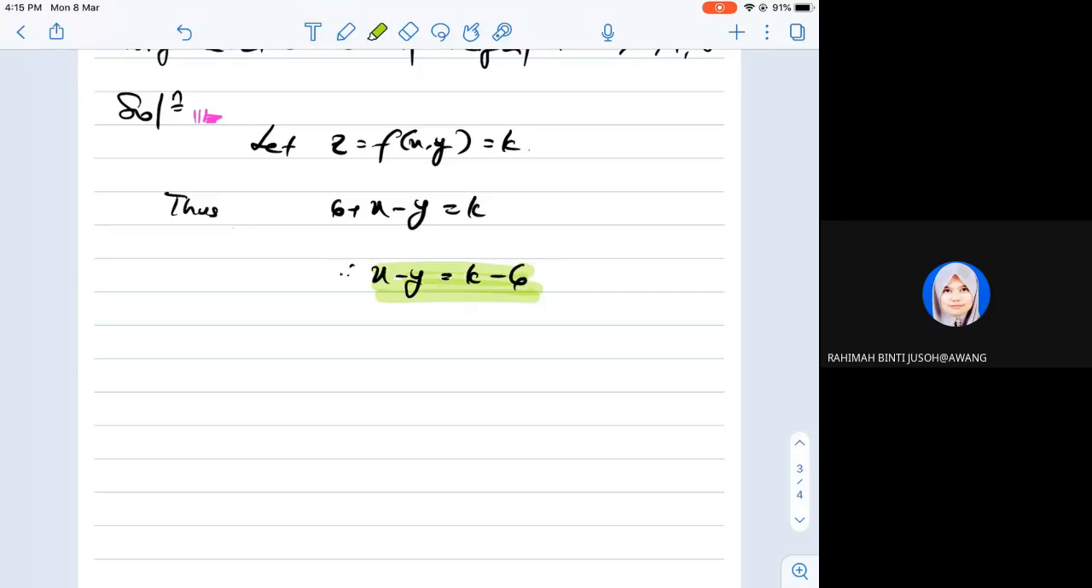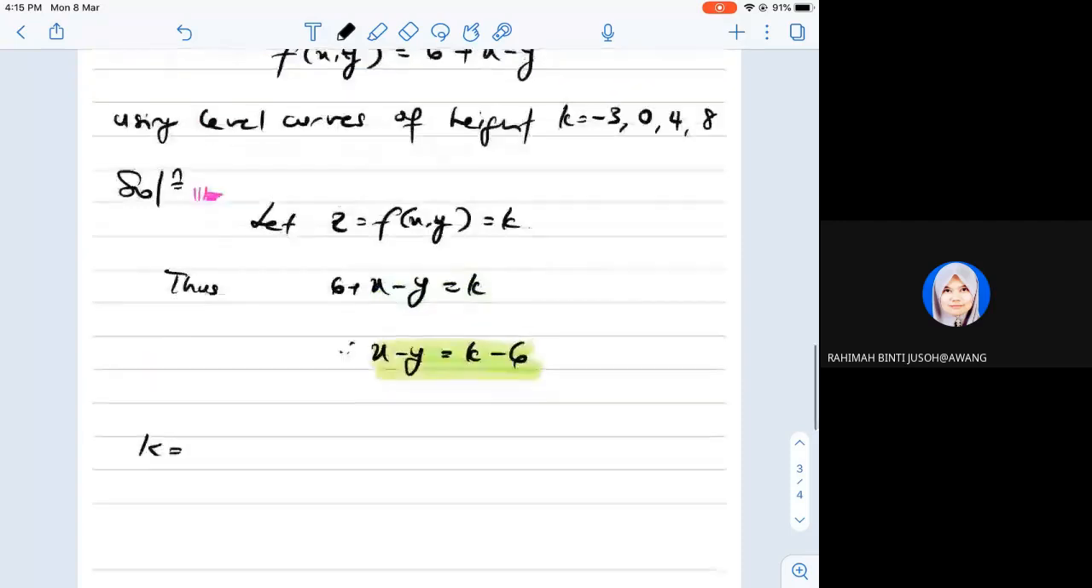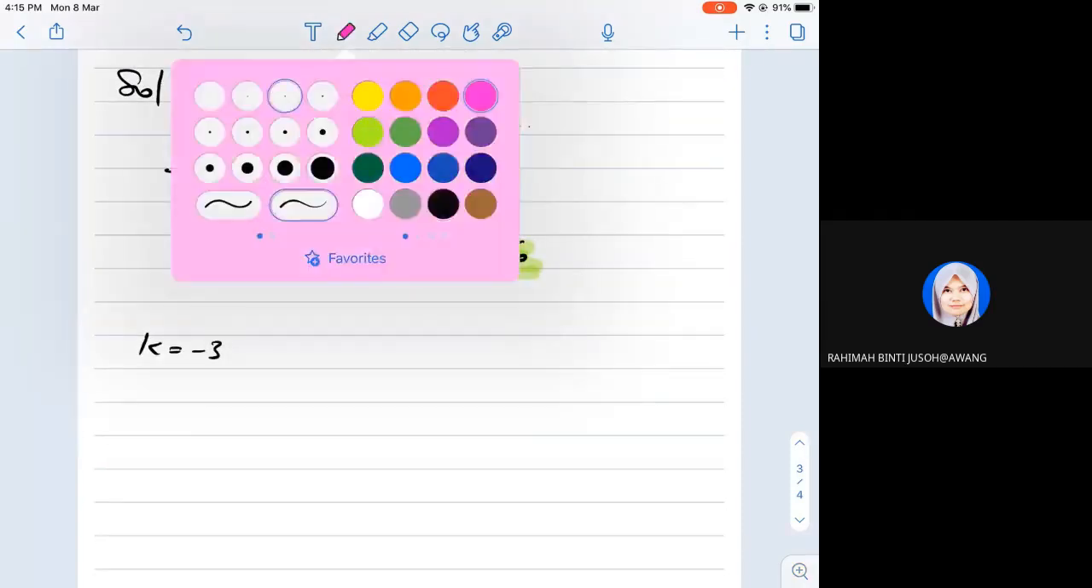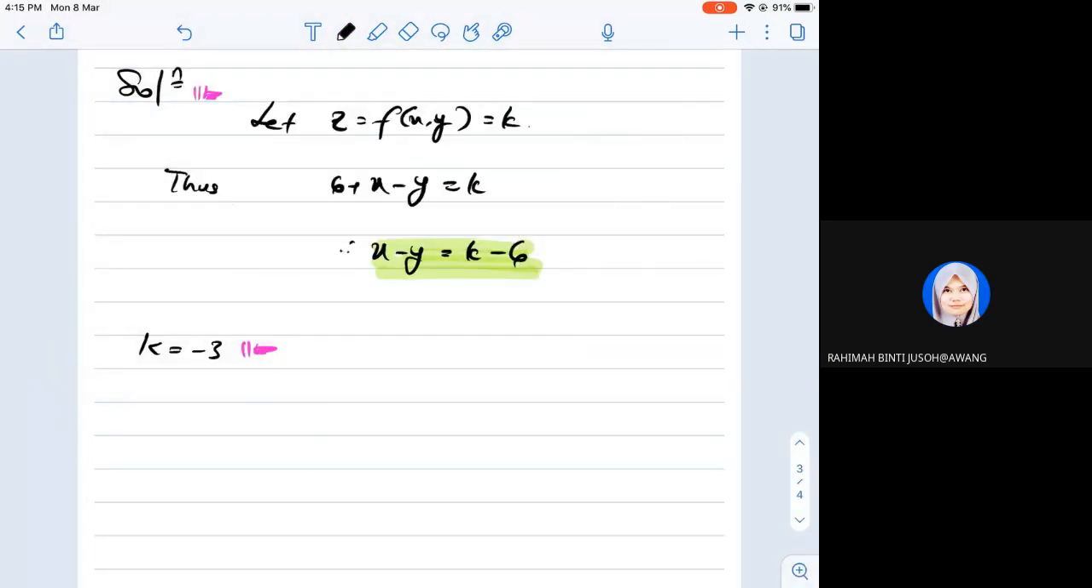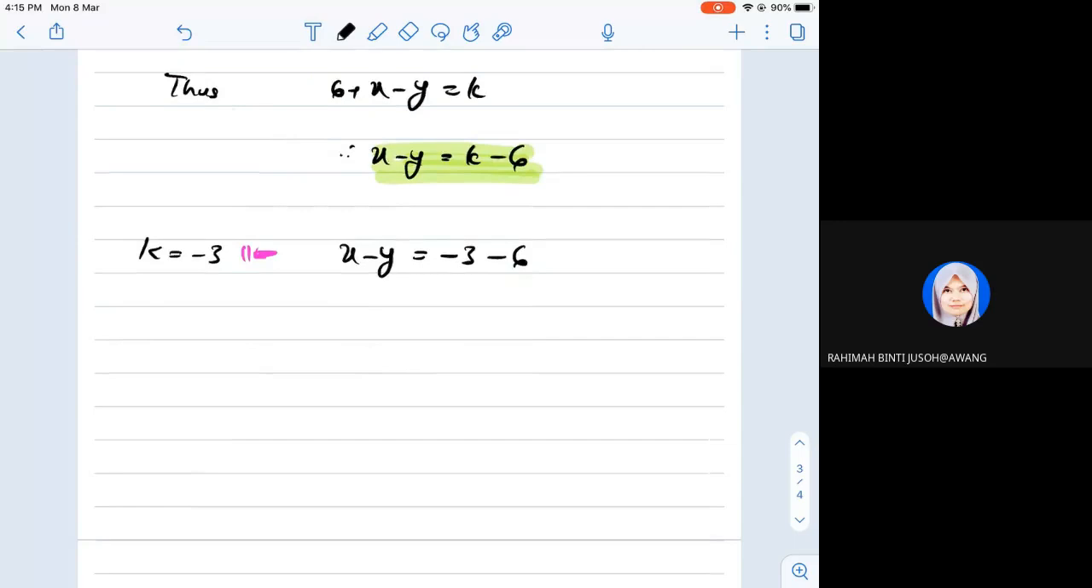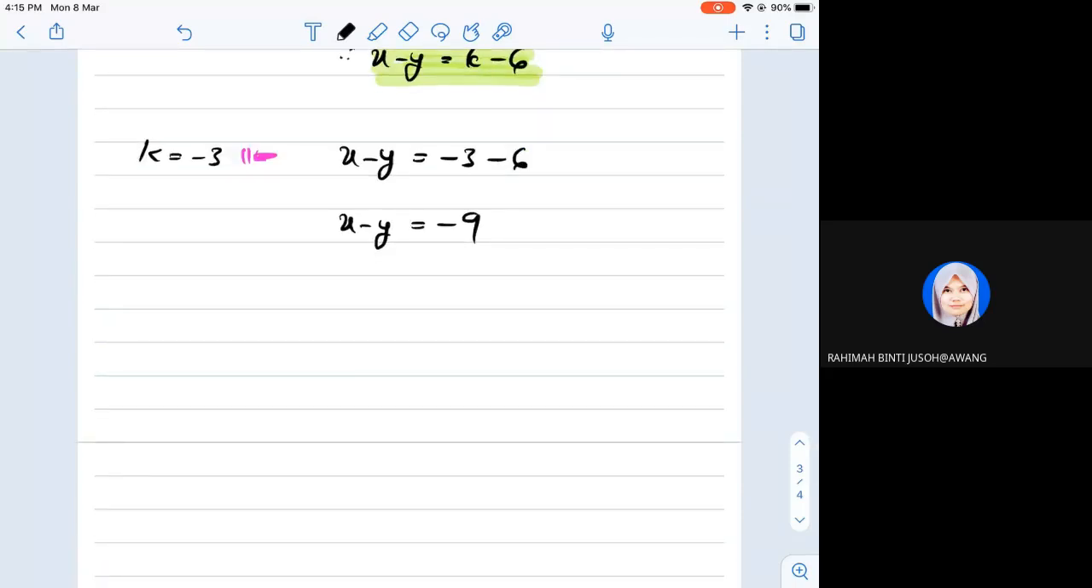So we need to substitute the values of k inside this equation. First we have k equals to apa tadi? Negative 3. So we will have x minus y equals to negative 3 minus 6. Macam tu. Okay, so we will have x minus y equals to negative 9. So we need to plot this straight line. As what we already learned last week, we are going to change this into intercept form. Then we will get negative x over 9 plus y over 9 equals to 1.